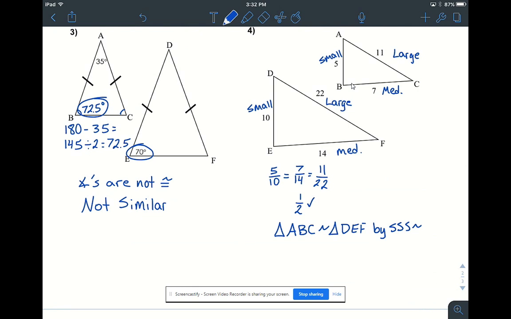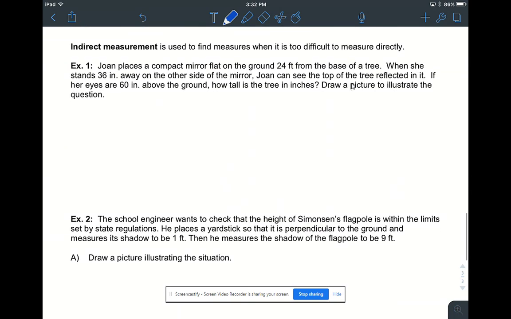Hopefully that made sense. If you don't fully understand it, pause, rewind, re-listen. Moving on to the next page. Indirect measurement is used to find measures when it is too difficult to measure directly. So we've kind of already done these, so we're just going to revisit them.